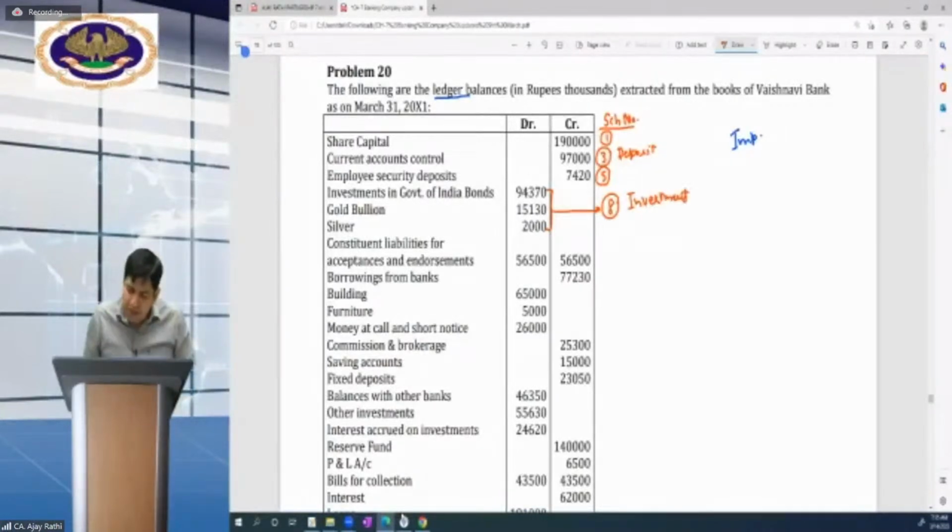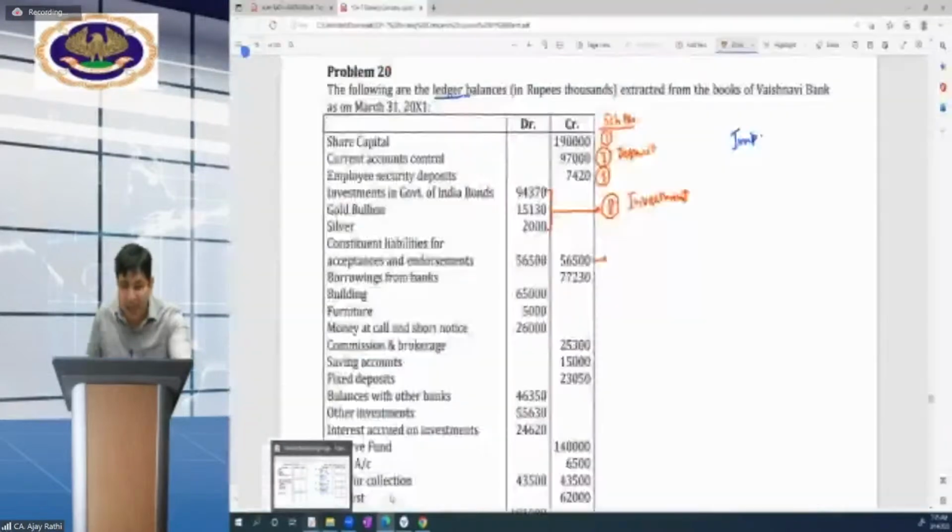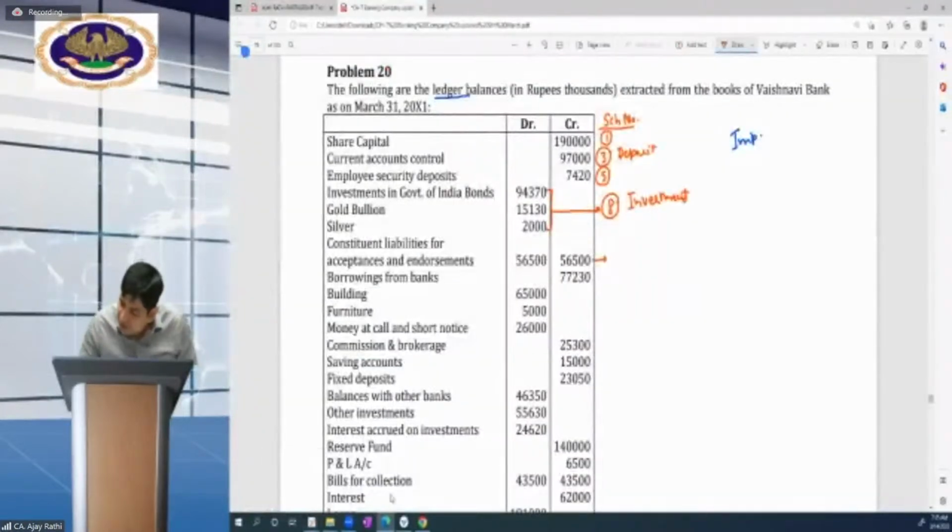It is contingent liability actually. Okay, beta. This was contingent liability, and Dinesh will tell what the schedule number is for contingent liabilities. Everyone, tell me what is the schedule number for contingent liability. I am waiting for an answer. Yes. Very, very good. Schedule number 12.